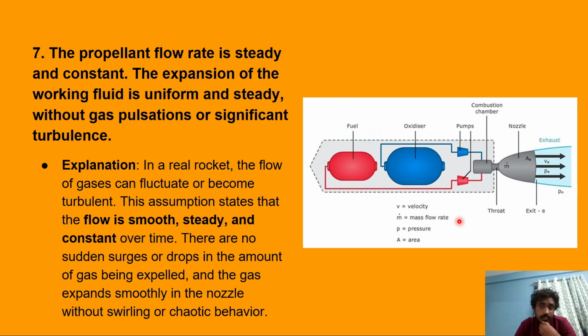Propellant flow rate is steady and constant. So what it is saying is that the mass flow rate is constant throughout the rocket. Flow is smooth, steady, constant over time. Mass flow rate does not change. The amount of mass flowing here is the same as the amount of mass flowing here. As simple as that.